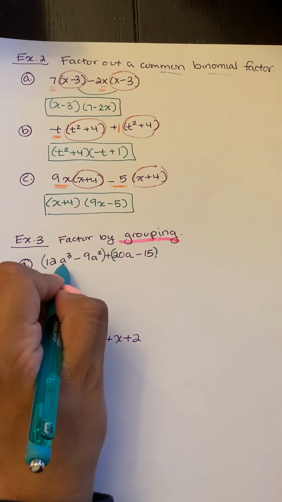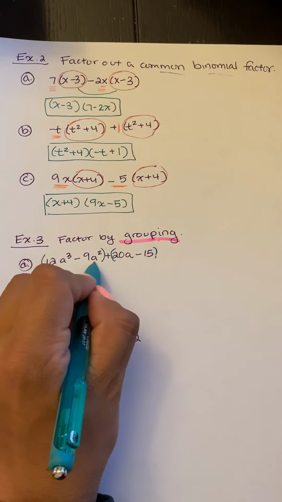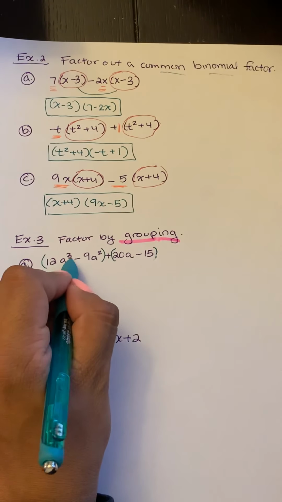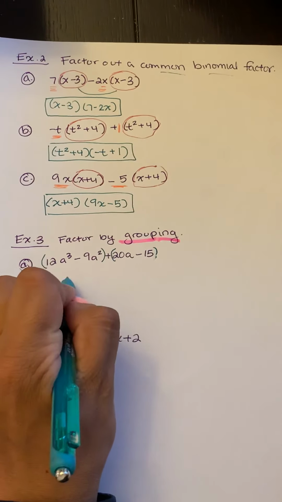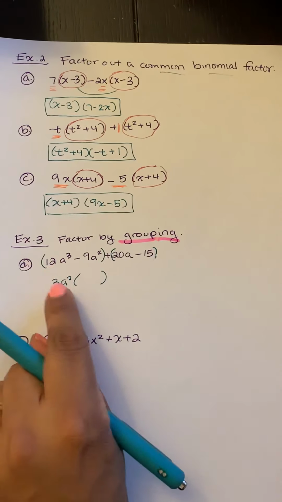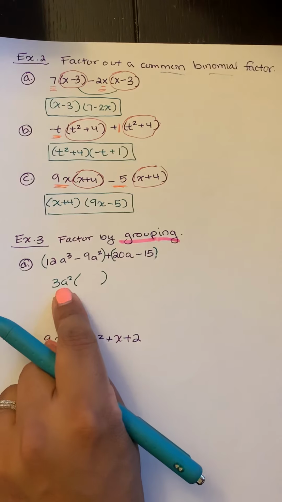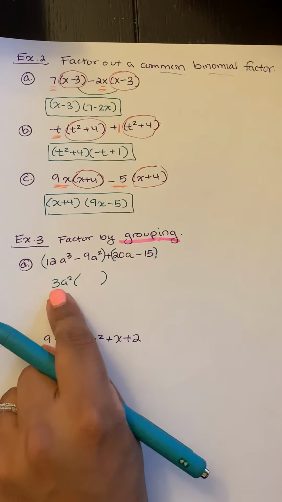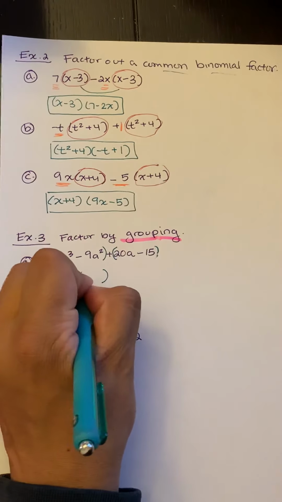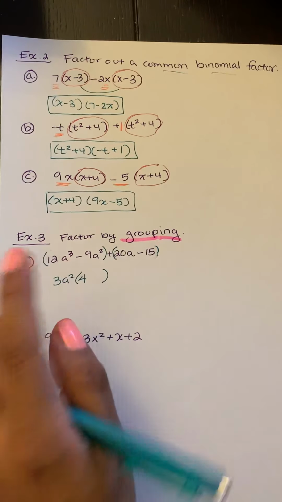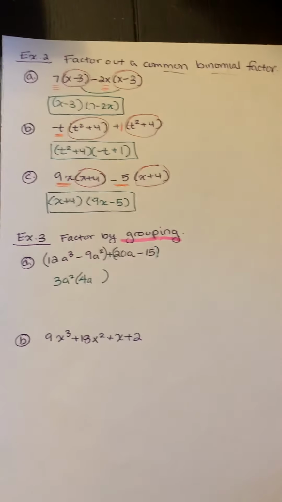And then you're asking yourself, let's take a look at our a's. What's the lowest a power or exponent that we have? It's actually a squared, so we can pull that out. Then we ask ourselves, 3a squared, what do I need to multiply it by to make 12a cubed? I know 3 times 4 gives me 12, and in order to make a squared an a cubed, I have to multiply it by a.